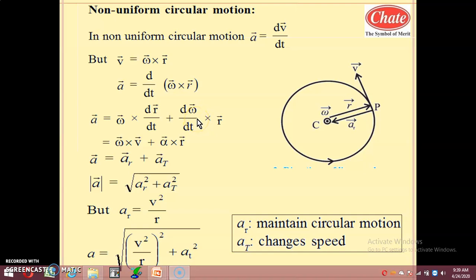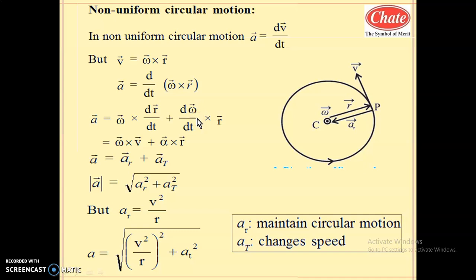Let us start the next part of rotational dynamics. We have already started some part about non-uniform circular motion in the last slide, so we will continue it here. In non-uniform circular motion, the acceleration is given by the rate of change of velocity, dv by dt. But in circular motion, vector v is given by the equation omega cross r.